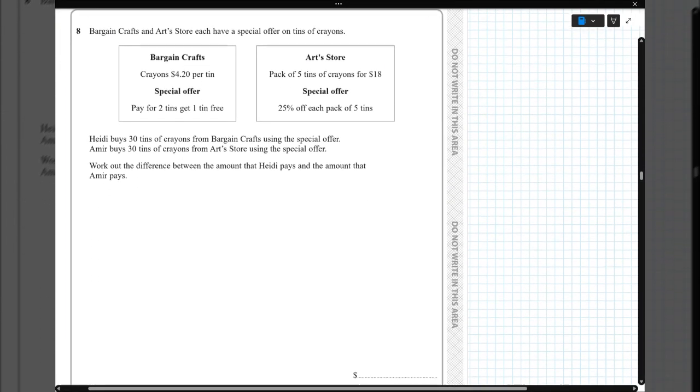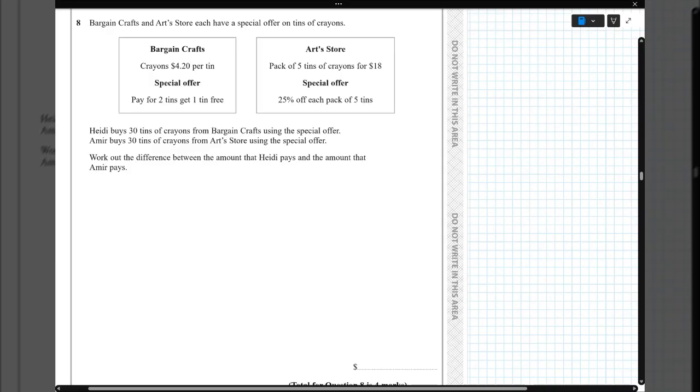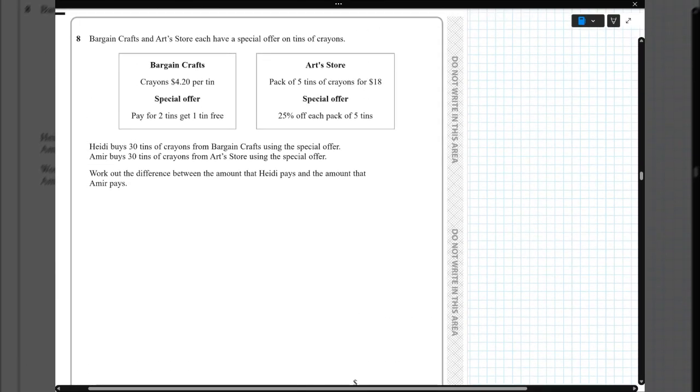Okay, question number 8. As an examiner, I hate marking these. Or do I? I think this one might be okay.